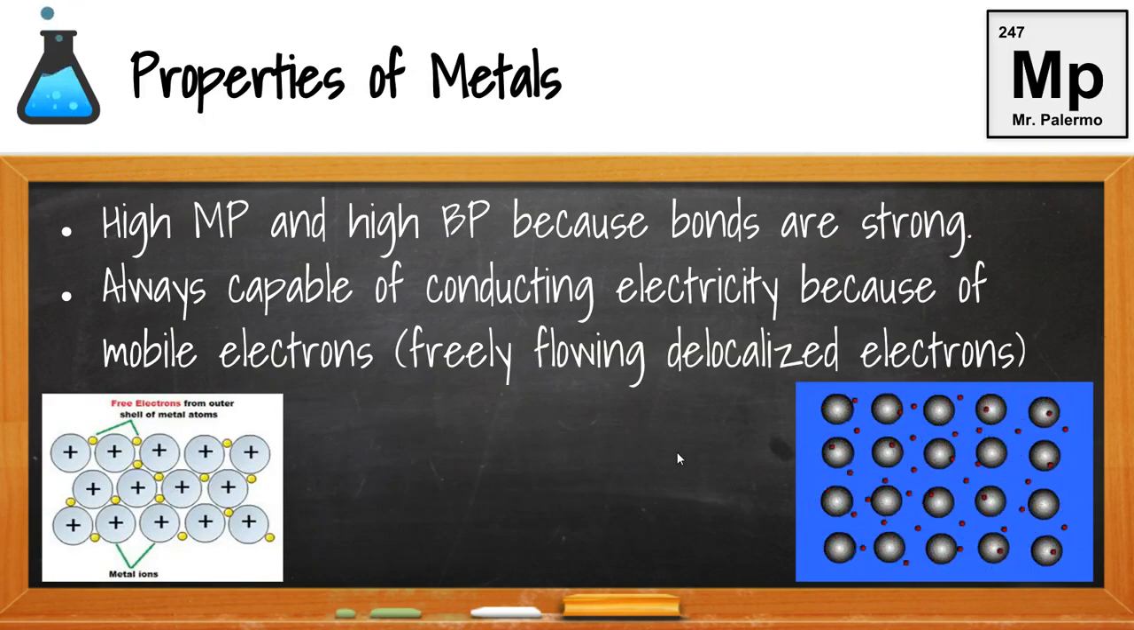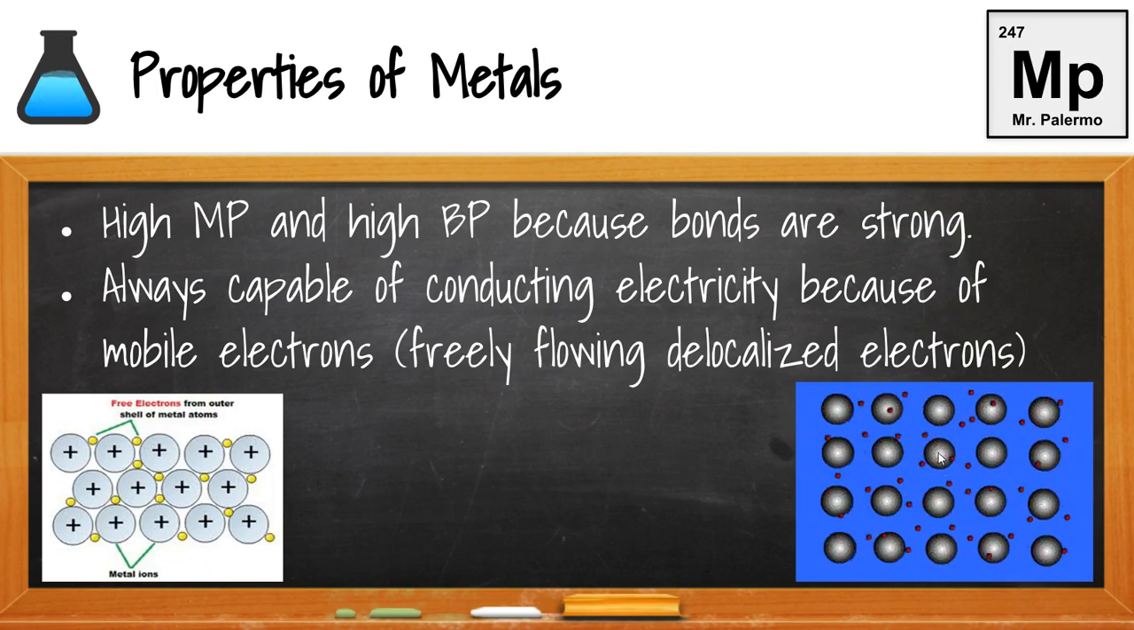What are the properties of metals? Well, metals have a very high melting and very high boiling point because the bonds are extremely strong. And they're always capable of conducting electricity, unlike ionic where it was only in water. The reason they can conduct in the solid and liquid phase is because of mobile electrons. They have free-flowing, we call delocalized electrons, as you can see here in this animation.